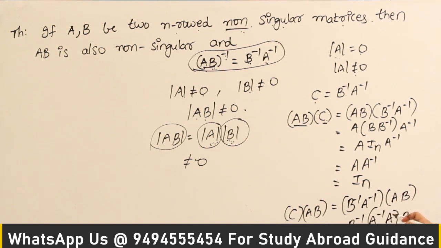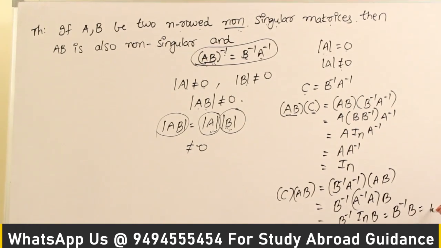I can write it like this. Then what is A inverse into A? It is IN. We already know that. So it is B inverse into IN into B. So which is nothing but B inverse into B, which is IN.